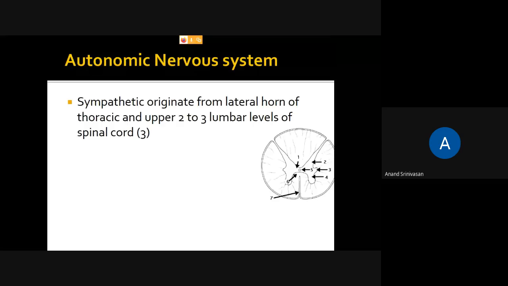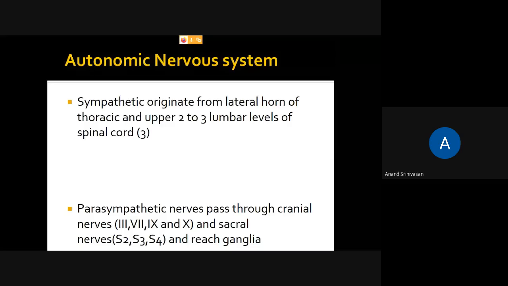All right. The sympathetic nerves, as I said, arise from the thoracic and lumbar levels, whereas the parasympathetic nerves are craniosacral. Which cranial nerves does it arise from? It arises from the 3rd, 7th, 9th, and 10th cranial nerves, and also from the sacral nerves. Which sacral nerves? S2, 3, and 4.